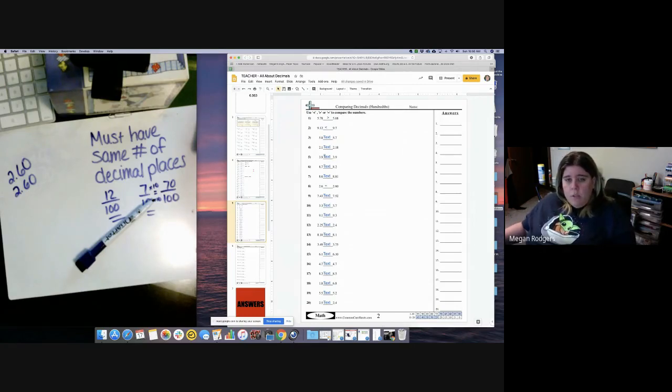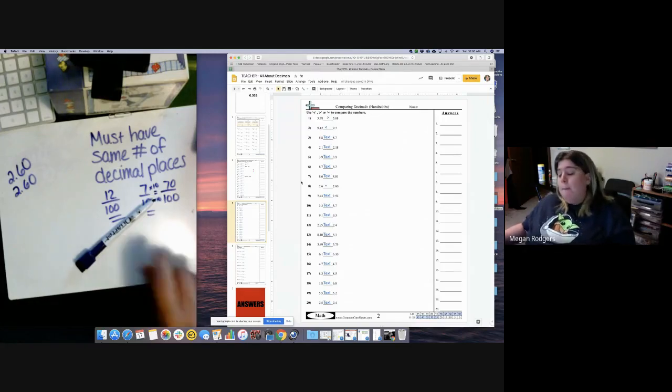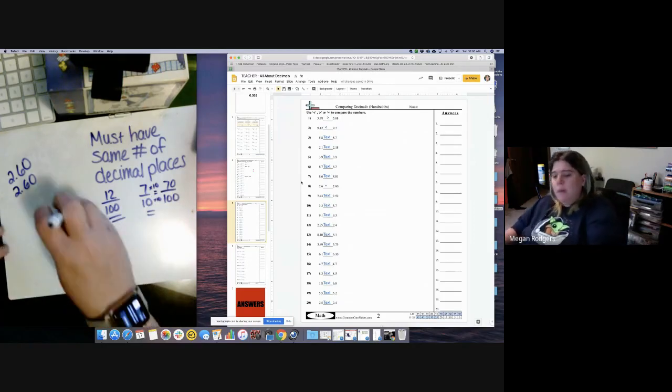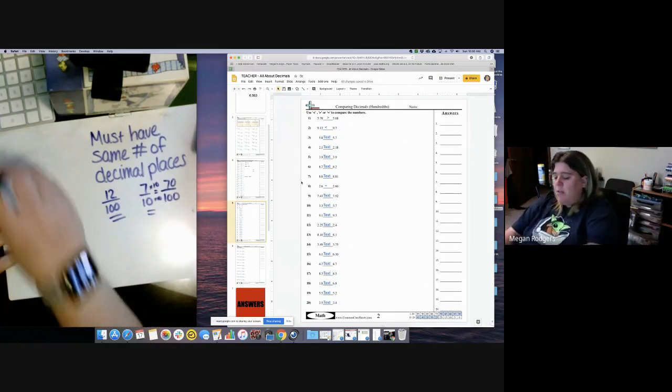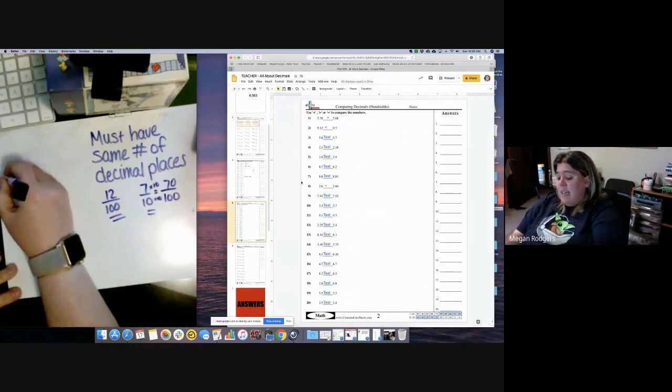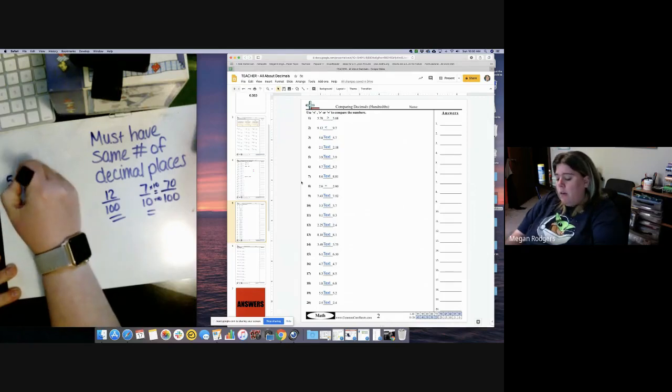Okay, so I hope this is making sense to you. Make sure whenever you are comparing decimals, you have the same number of decimal places, and then you can just look at it. But here's one. This one's not on the paper, but I just want to throw this one out there just in case you might fall for it.